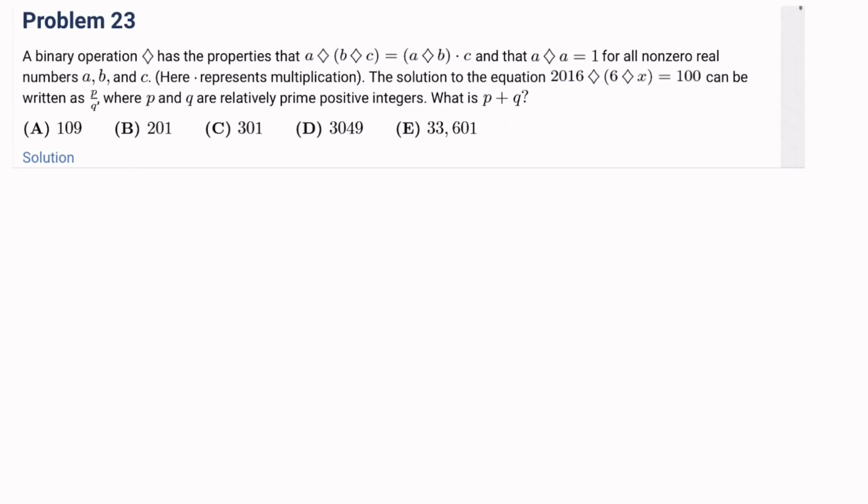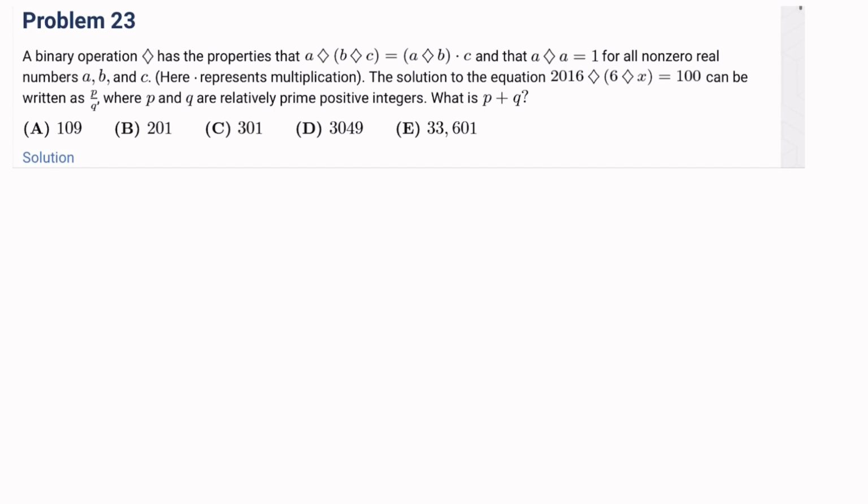Problem number 23. A binary operation diamond has the properties that A diamond of B diamond C equals A diamond B times C, and that A diamond A equals 1 for all non-zero real numbers A, B, and C. Here, this is multiplication. The solution to the equation can be written as P over Q, where P and Q are relatively prime positive integers. What is P plus Q?